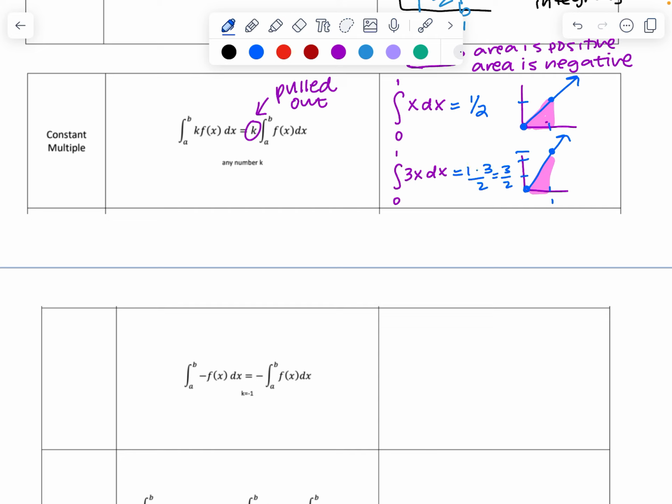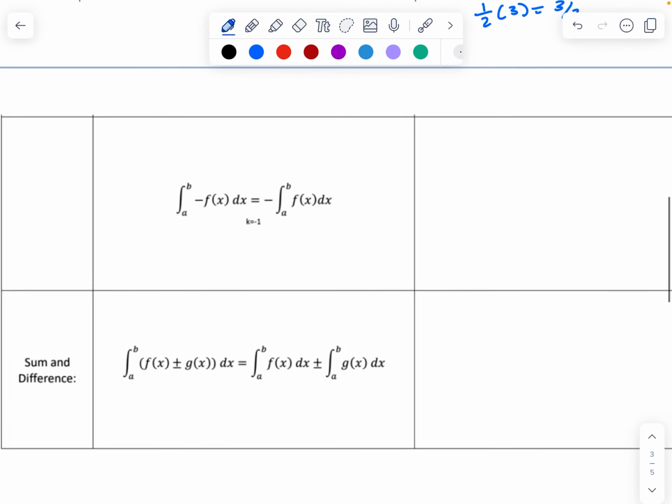And 3/2 is just 3 times the amount of 1/2, right? If I were to have just done 1/2 times 3, I would get 3/2. So you're basically almost doing a stretch of the area when you do that. But it's just a constant, right? It's just a coefficient. There's no variable to that, so it doesn't impact anything else. So that's why.